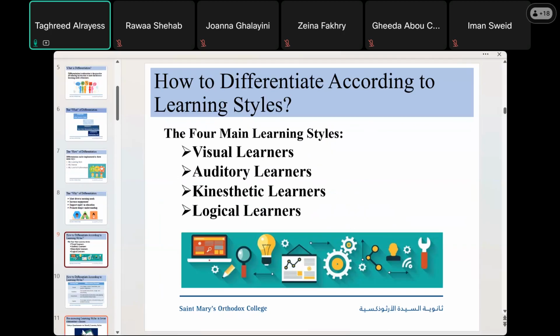Okay, now that we've grounded ourselves in what differentiation truly means, let's talk about how we can actually put that into practice. One of the most effective ways to differentiate in classrooms, especially in lower elementary classrooms, is by tapping into our learners' learning styles. It means how they take in and process information naturally. We're going to tackle four main learning styles. There are more learning styles, but I think those are the most common in our classrooms: visual learners, auditory learners, kinesthetic learners, and logical learners.